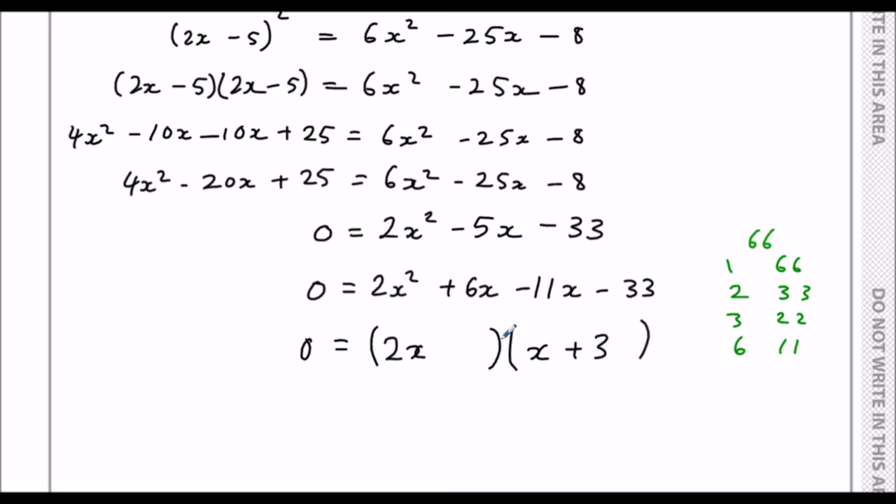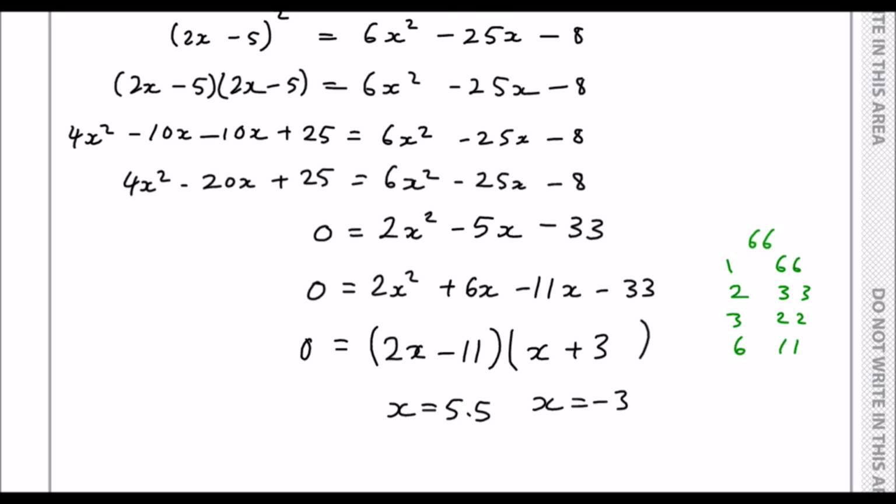Negative 11x is something times x. That must be negative 11. And negative 11 times 3 is negative 33. So x is 11 over 2, or 5.5. That's what makes the first bracket 0, or negative 3. So there are our x coordinates.